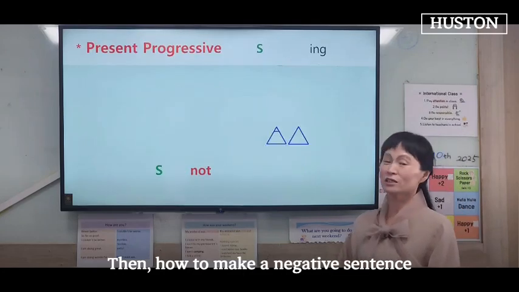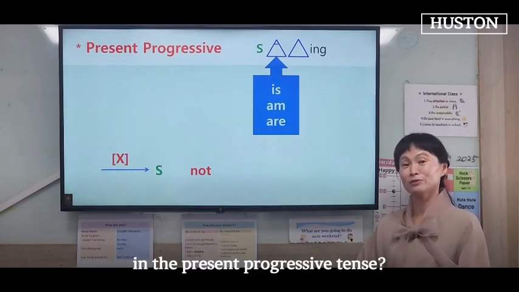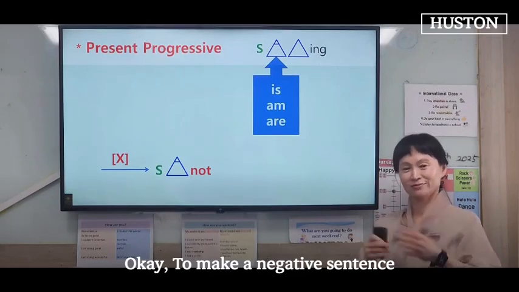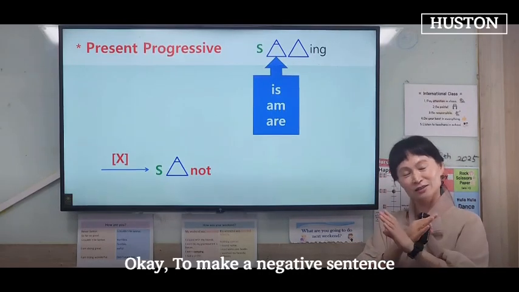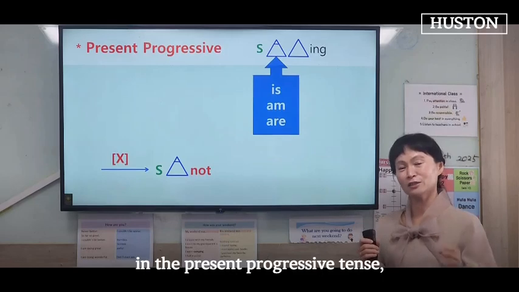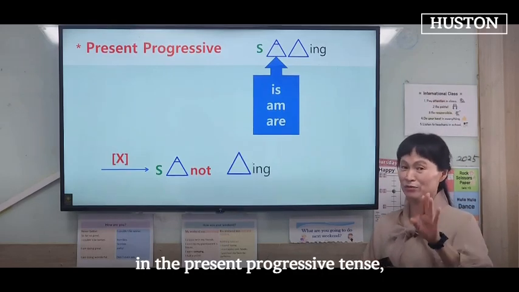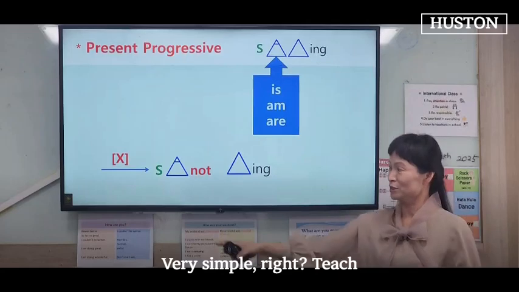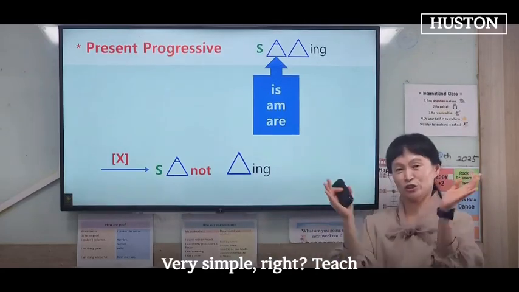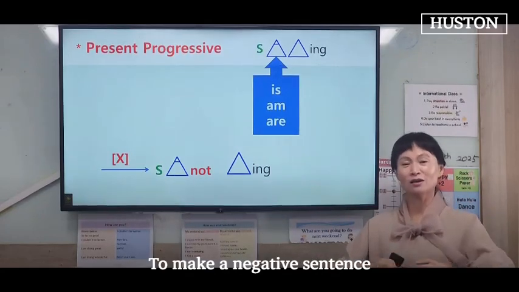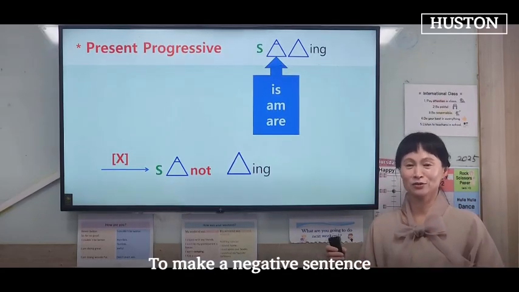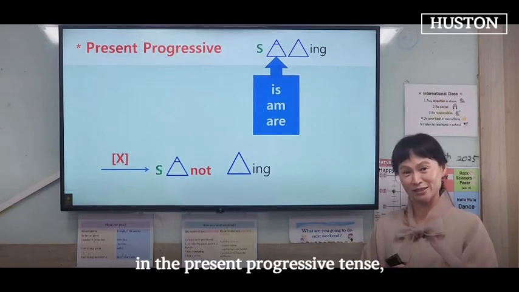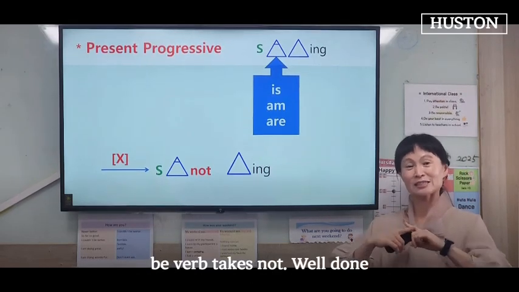Then, how do you make a negative sentence in the present progressive tense? Okay, meter: to make a negative sentence in the present progressive tense, be verbs take not. Very simple. Okay, teach: to make a negative sentence in the present progressive tense, be verbs take not.